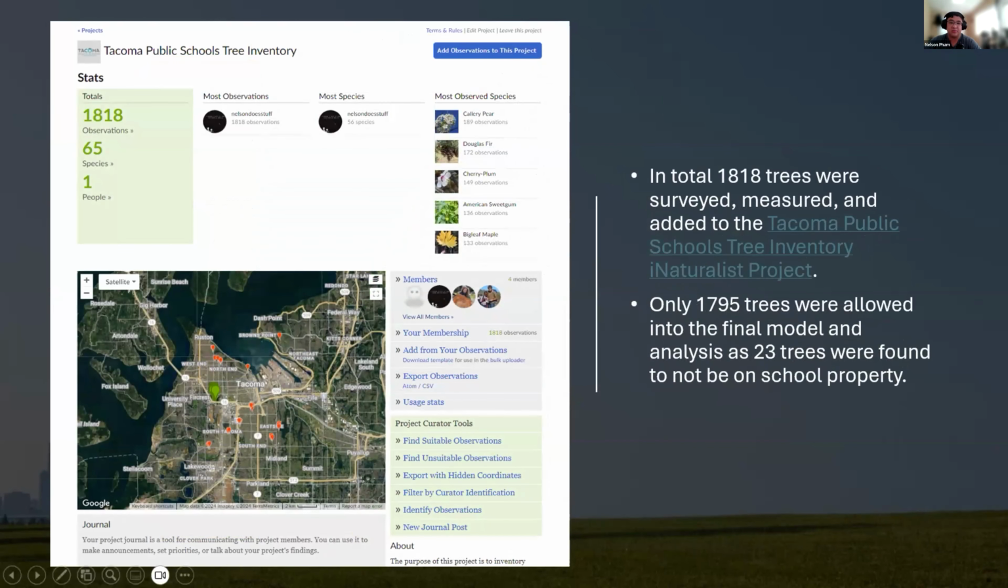In total, I surveyed 1,818 trees and then added them to the Tacoma Public Schools Tree Inventory iNaturalist Project. Only 1,795 trees were allowed into the final model analysis, as 23 trees were later found to be not on school property.